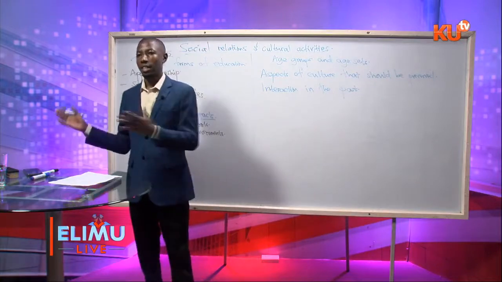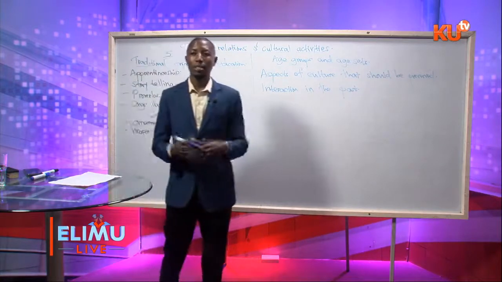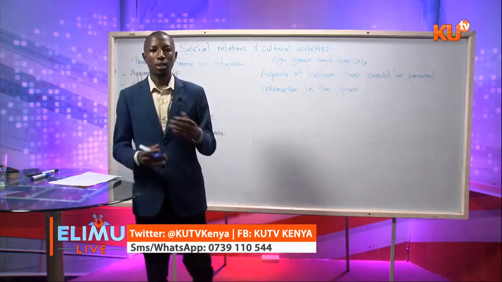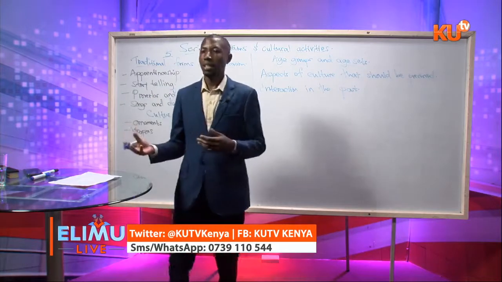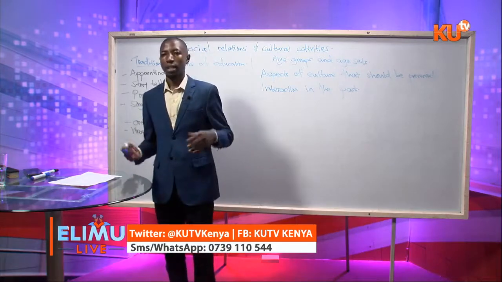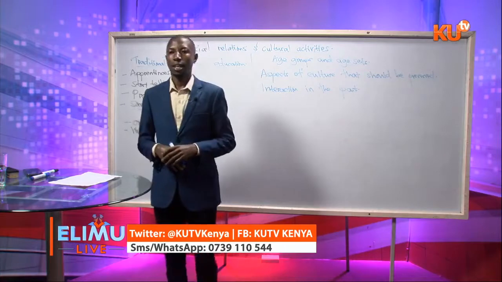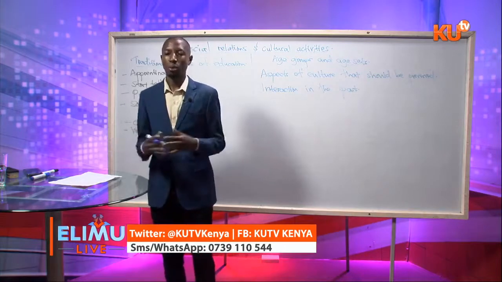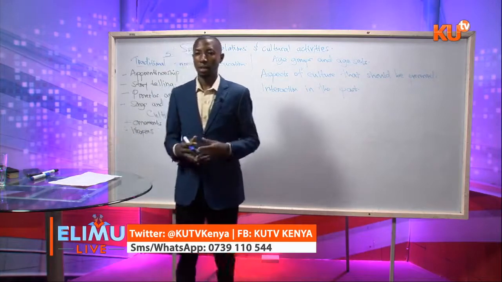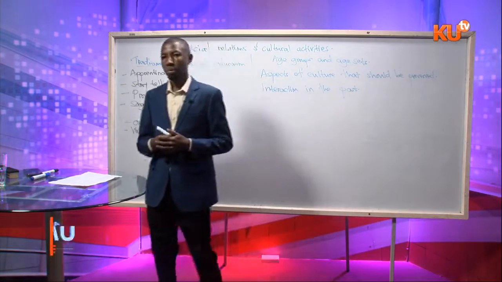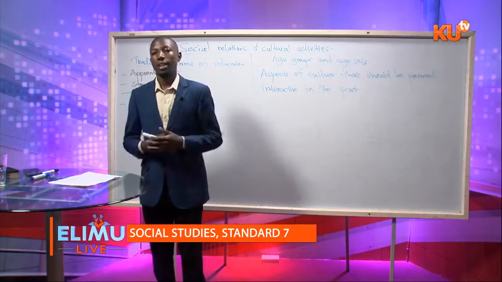So you compared interaction in the past and interaction today. Similarities and differences: I've told you some of the differences. The similarities include things like trade. People interacted through trade in the past, and they still interact through trade today. They interacted in marriage ceremonies in the past. Even today, they interact through weddings and marriage ceremonies and activities. They interacted through sports in the past.